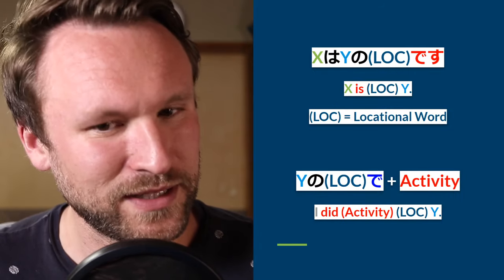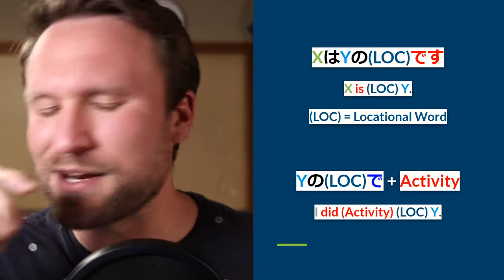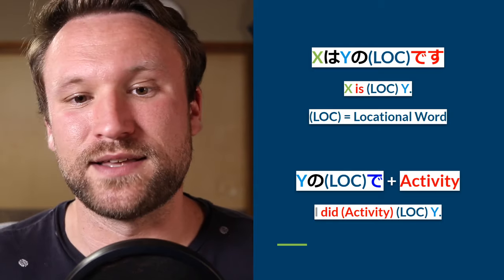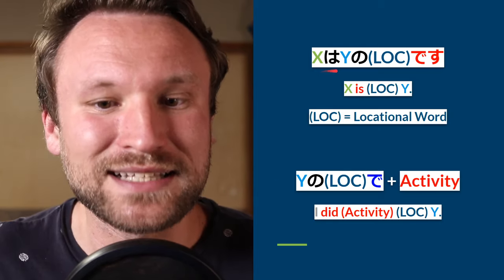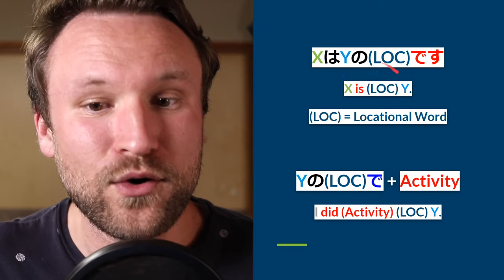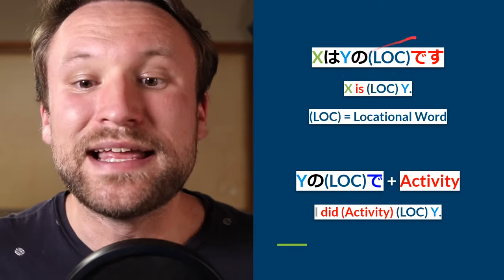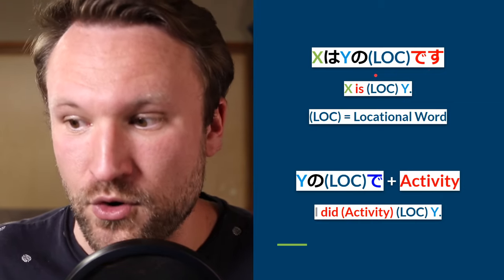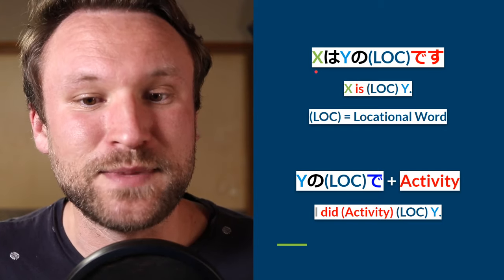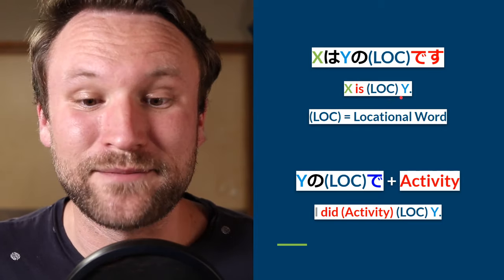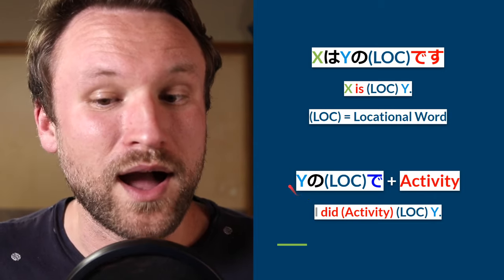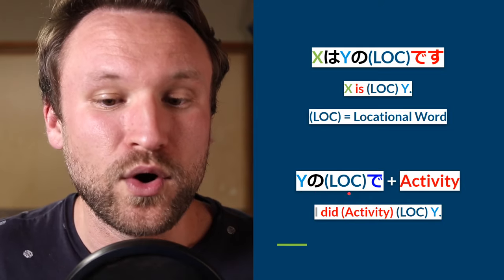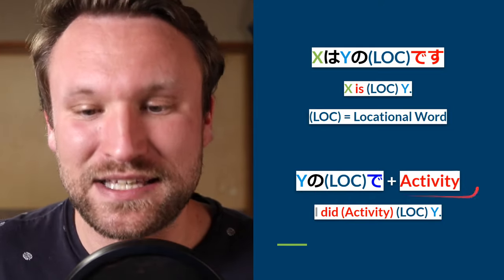We're going to expand. It's a little bit confusing looking at this mathematical equation. And I know languages aren't really math, but it does help break it down, especially after we see the example sentences. So our little formula is X wa Y no location desu. LOC is a locational word, like koko or asoko or soko, okay? So this sentence means X is location word Y. And one more thing we're going to learn in this section, or that Genki teaches, is Y no location word de, where an activity can take place.